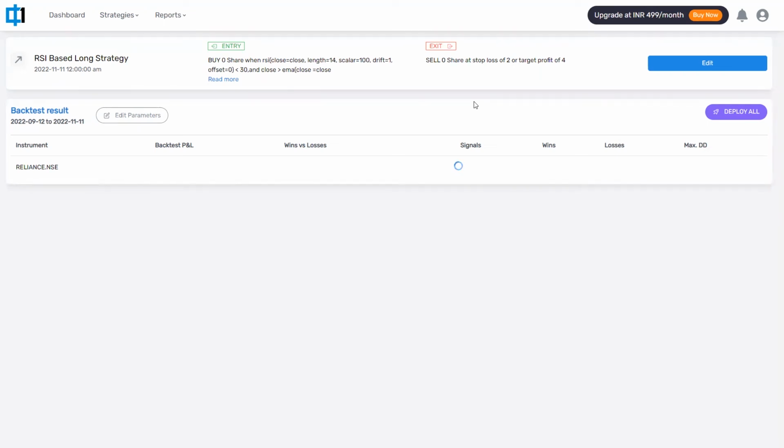But yeah, now whenever it pops up, you can go in and tweak it further, add more instruments and things like that.